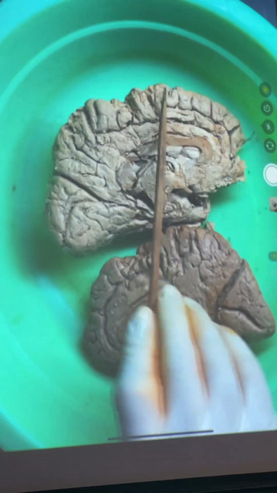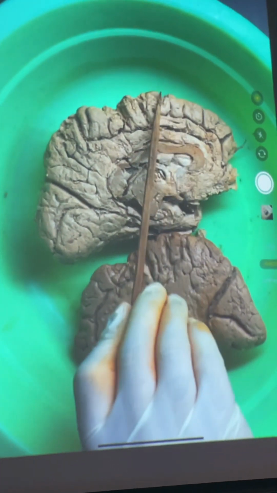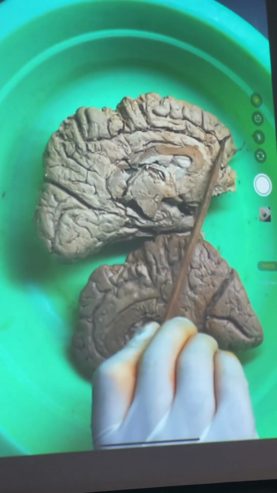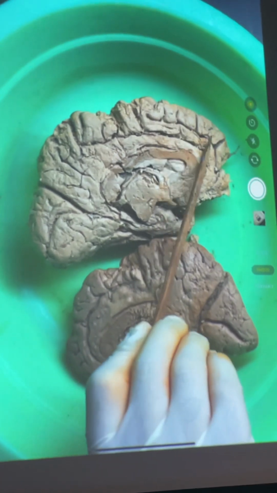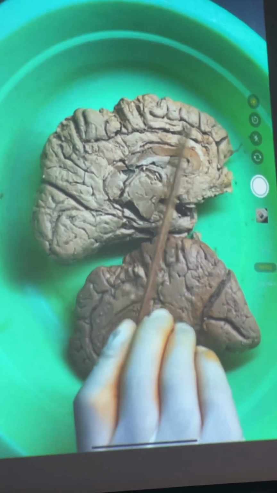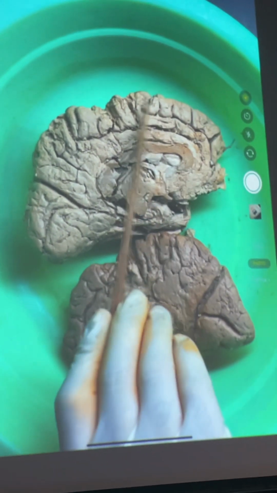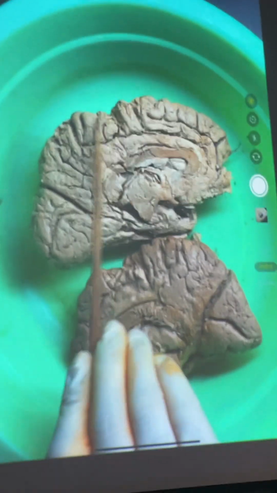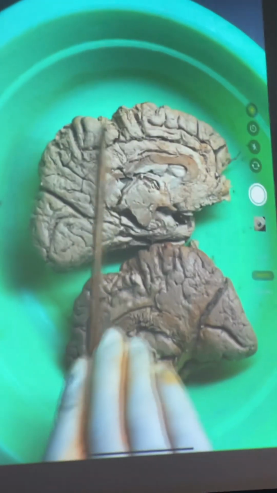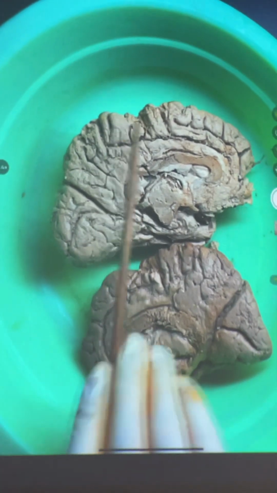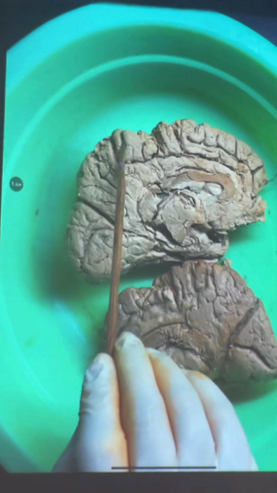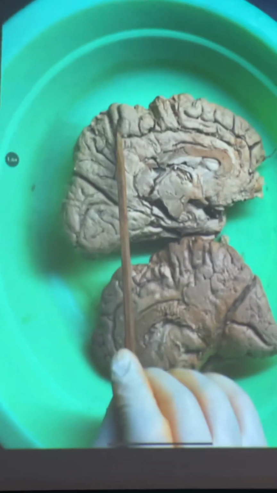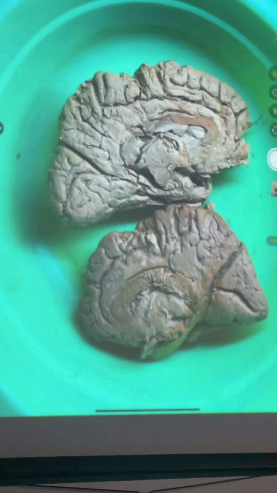Now this one here is the corpus callosum, specifically the genu. This one here is the superior frontal gyrus. And this one here is the paracentral lobule, because it is for the central sulcus. Okay, you get it? Yes.